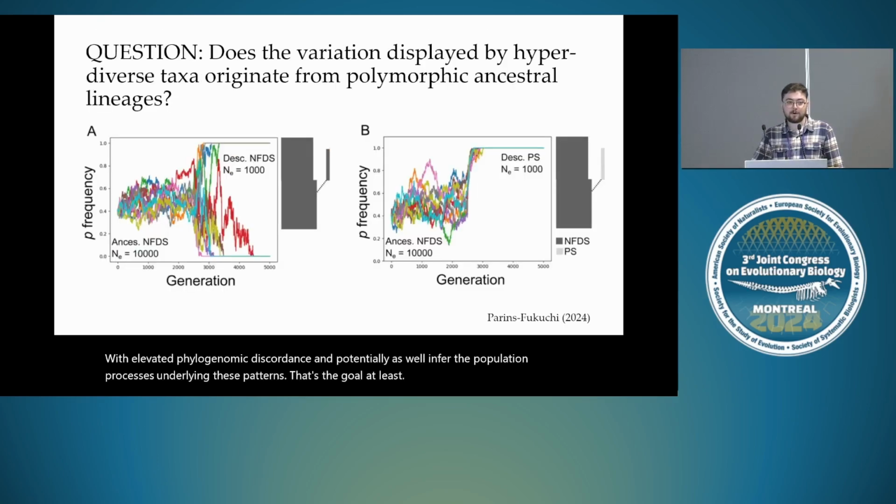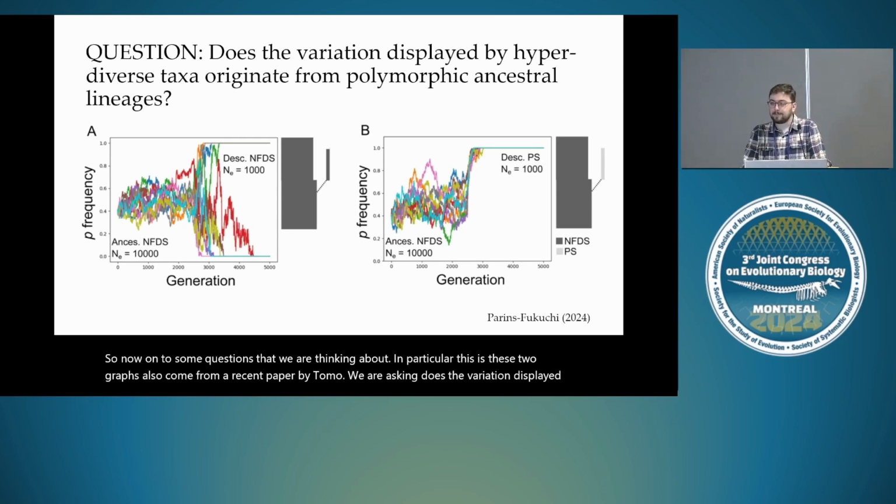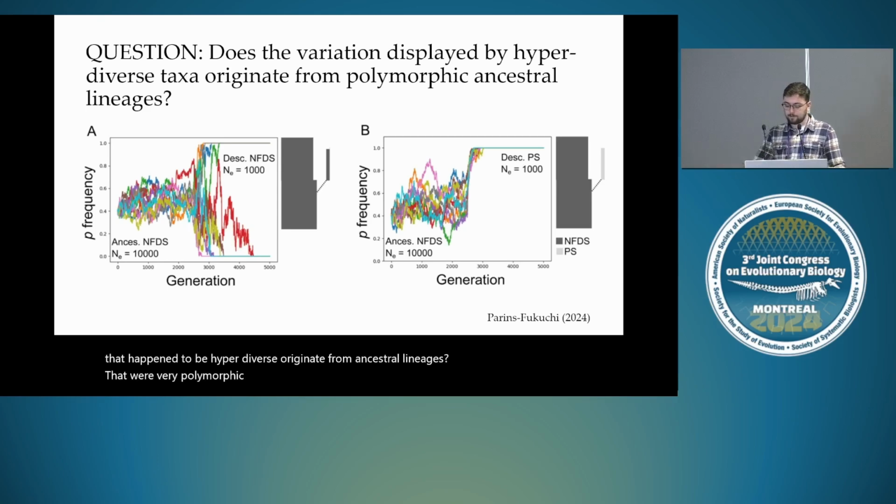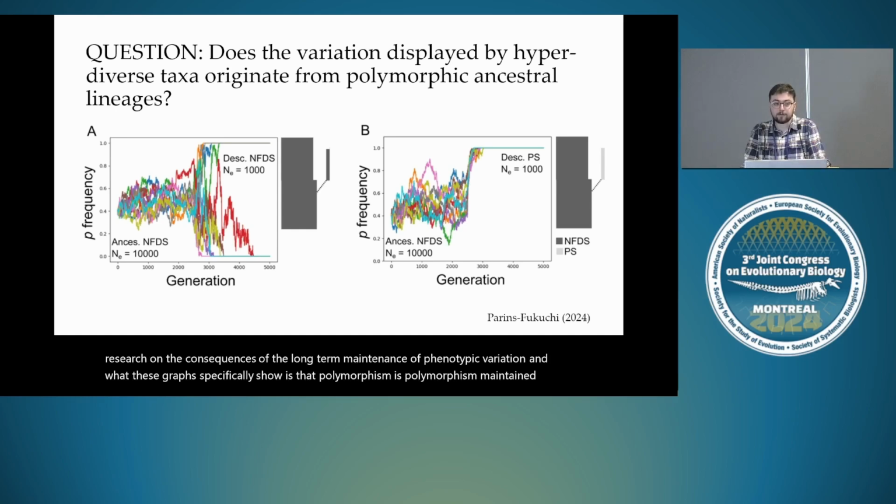So now on to some questions that we're thinking about in particular. These two graphs also come from a recent paper by Tomo. But we were asking, does the variation displayed by taxa that happen to be hyperdiverse originate from ancestral lineages that were very polymorphic? So this paper was spurred by the fact that there is a lack of research on the consequences of the long-term maintenance of phenotypic variation. And what these graphs specifically show is polymorphism maintained by negative frequency dependent selection.